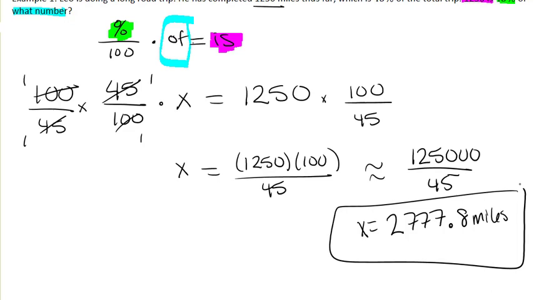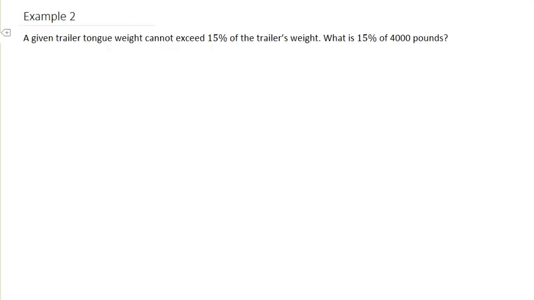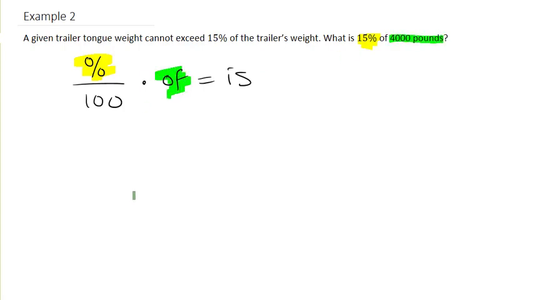Now let's look at another example. Example 2. A given trailer tongue weight cannot exceed 15% of the trailer's weight. What is 15% of 4,000 pounds? So let's write our equation out. So we have percentage over 100 times of equals is. So we have our percentage here, so we'll put that in right there. And then we have "of" 4,000 pounds. So that 4,000 goes right here. And then we have "what," which is our "is," which is what we're looking for.